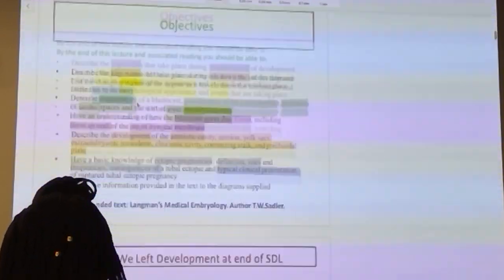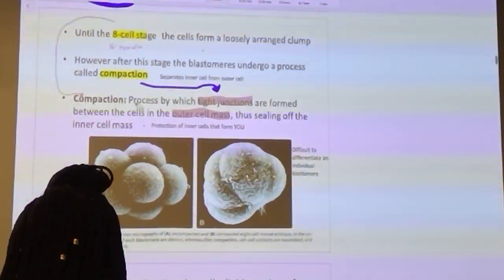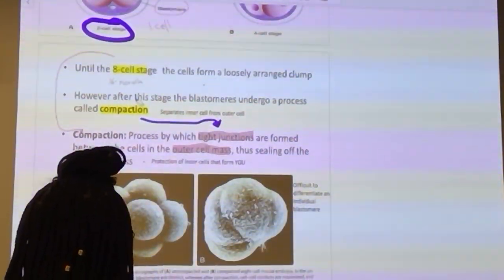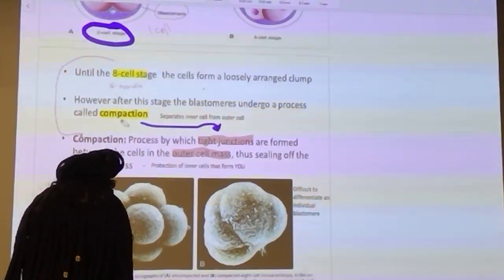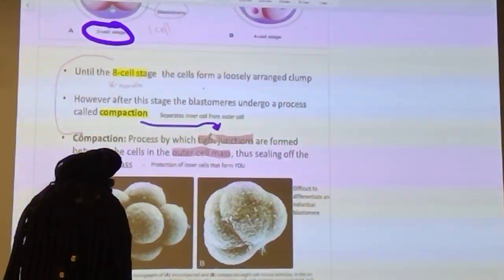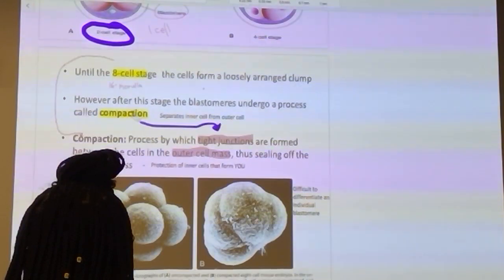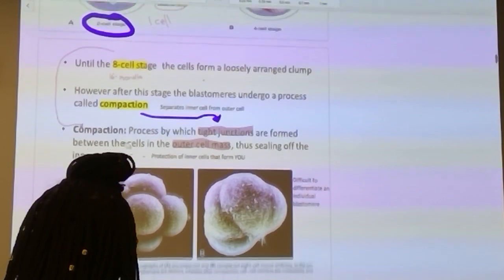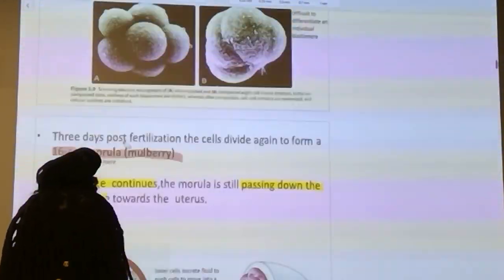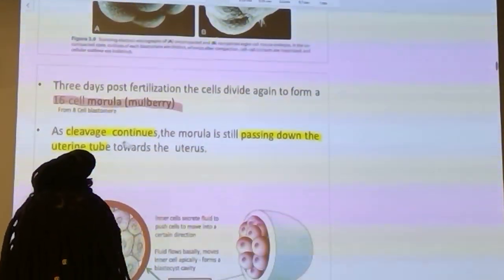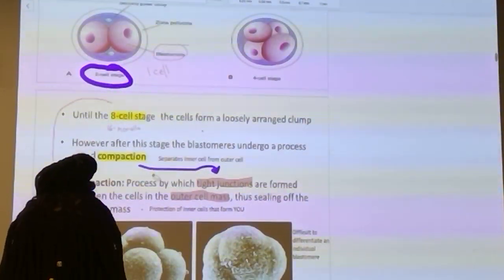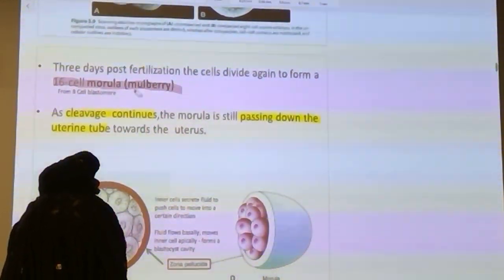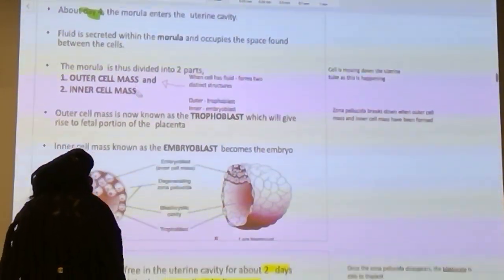Okay, weeks 1 and 2. When the zona pellucida is still there, the embryo is in compaction. Wait, is that right? Yeah, that's right. So 1 to 8 cells, it's called compaction. 16 cells, it's called the morula, or mulberry. I think that's all you need to know.